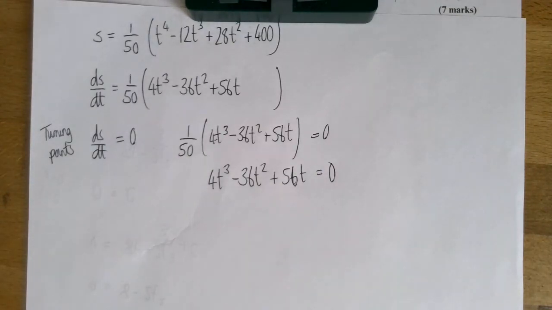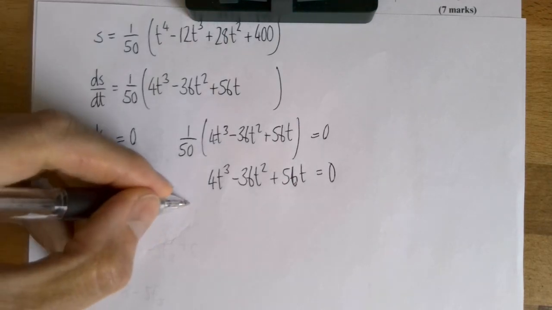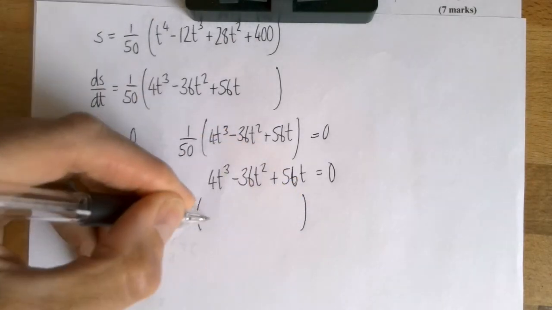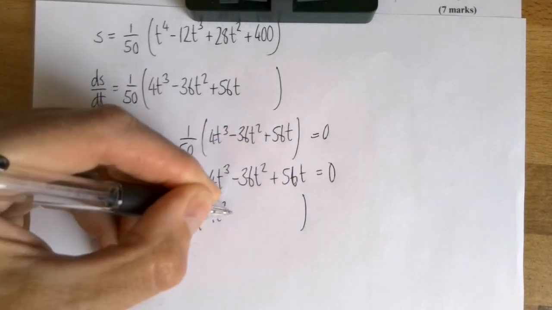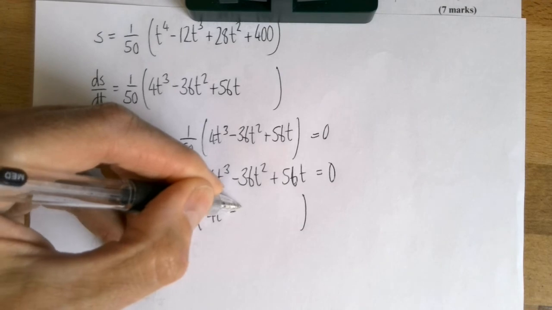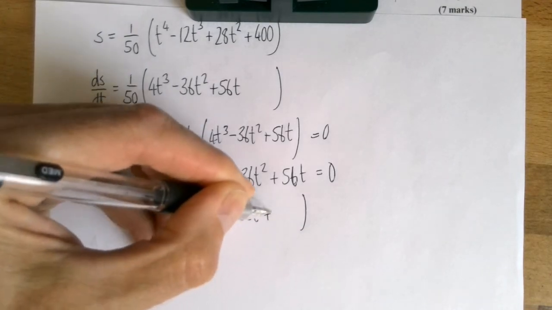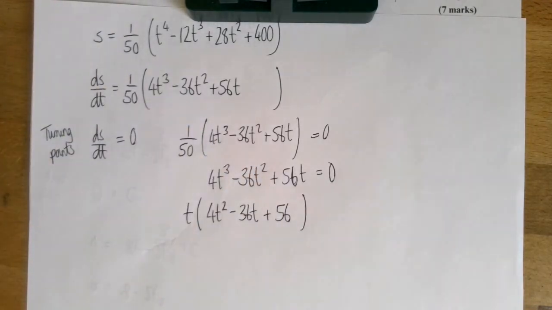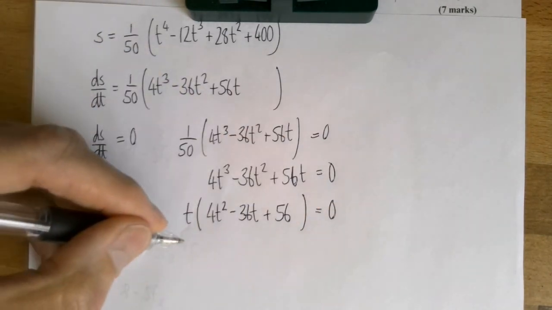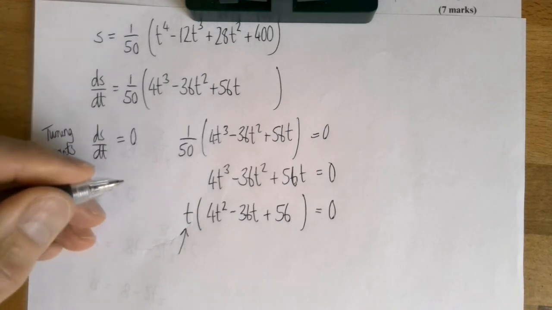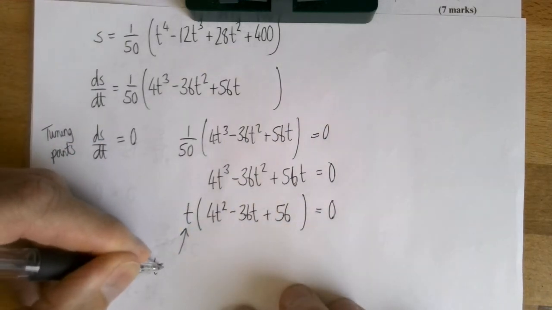This is a problem, isn't it? It's a cubic. I can solve quadratics, but I can't solve cubics. Could anyone spot how I can start? Well, hopefully you can spot that I can write that as t times 4t squared minus 36t plus 56. And I know therefore that one place where this will equal 0 is when t equals 0.